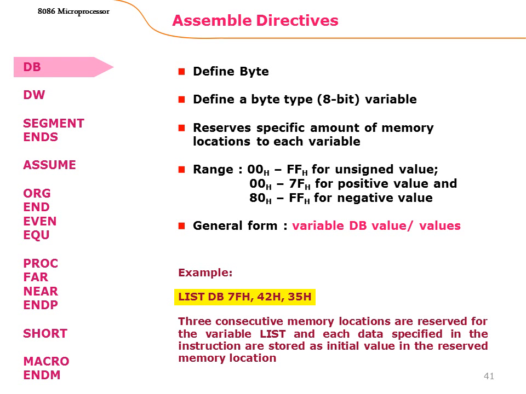DB defines a byte type variable. It reserves a specific amount of memory locations to each variable. The range is 00 to FF for unsigned values, 00 to 7F for positive values, and 80H to FF for negative values. The general form is list DB 7FH, 42H, 35H. Three consecutive memory locations are reserved for the variable list, and each data specified in the instruction is stored as the initial value in the reserved memory locations.